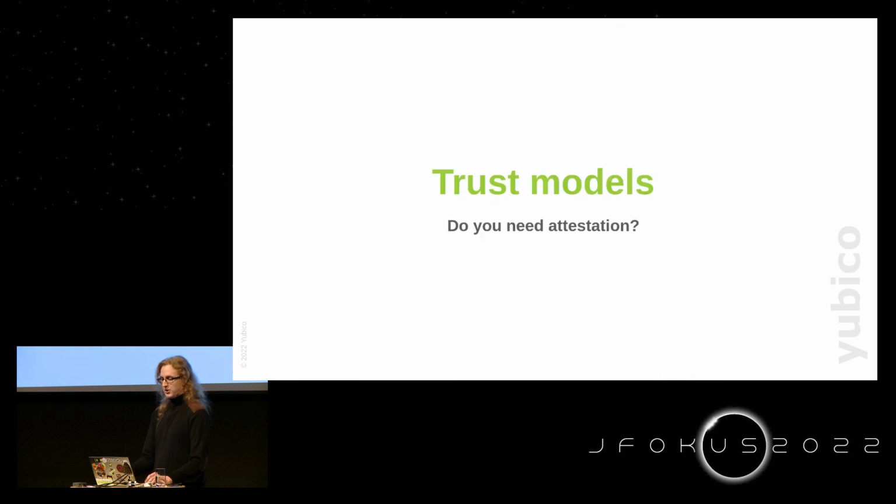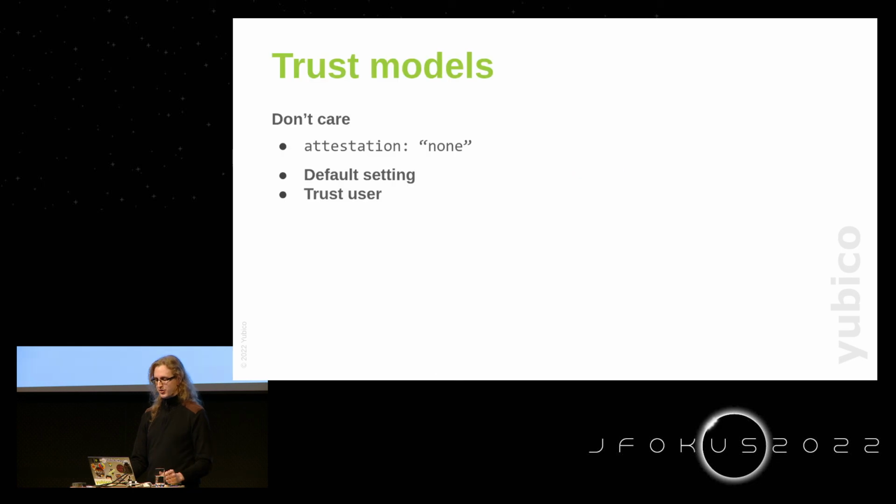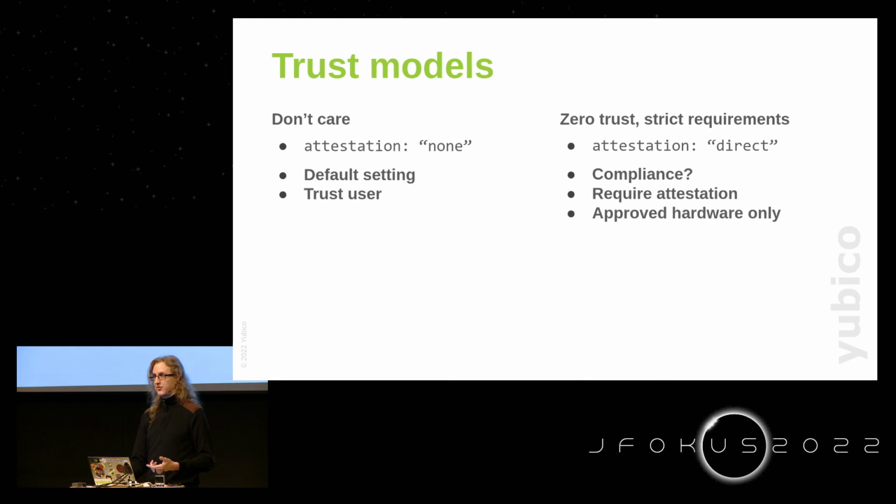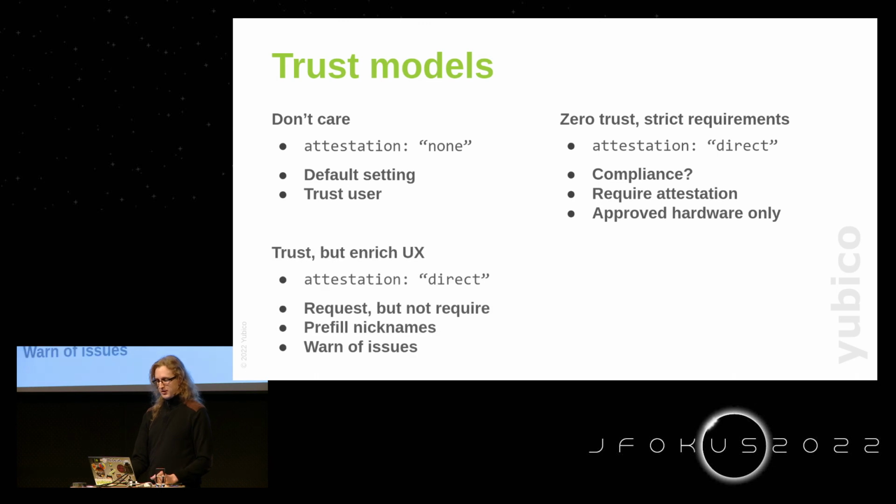And in some cases you might need this. Like, for example, if you're a bank, then you probably have an interest in knowing that your users are only using approved hardware. But yeah, it's disabled by default, and we at Yubico recommend that you collect this information and store it in case you need it in the future, but that you don't require it. And I'm going to need to speed up here quite a lot.